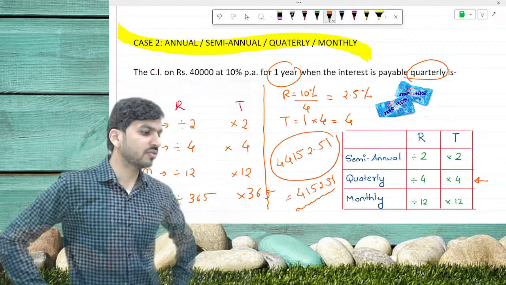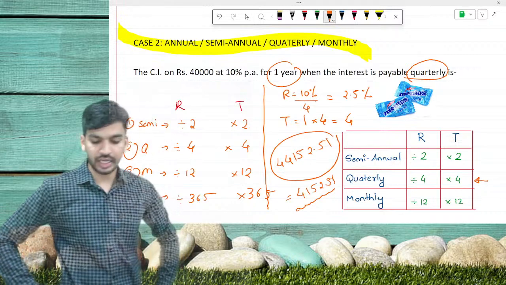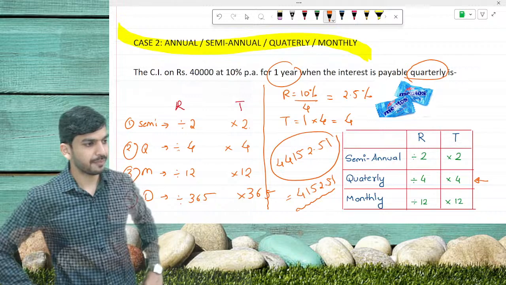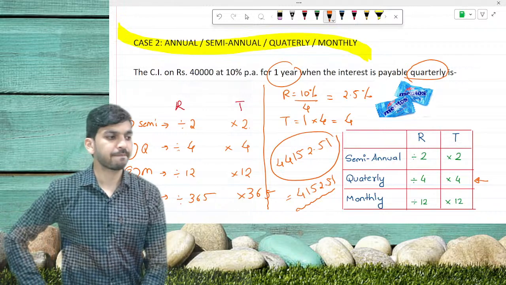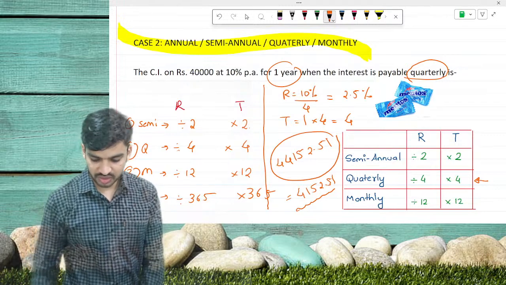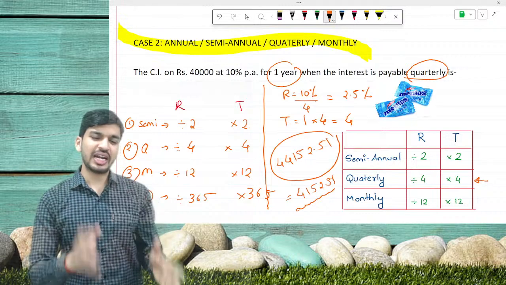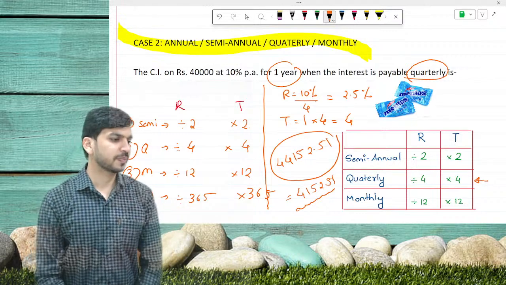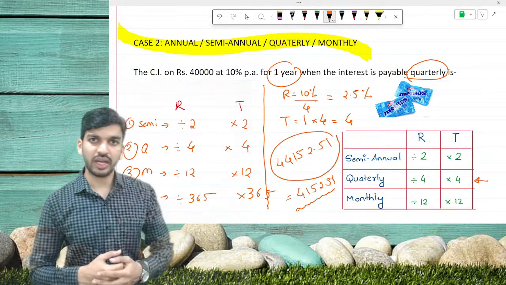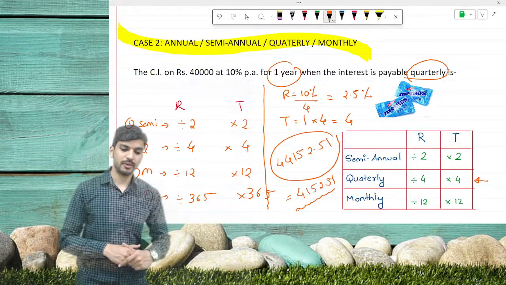Very good, Pranav, Yash, very good, Harini, very good. So this is the way we are getting the answers directly on the calculators. Yes, all of you are very much aware now what is quarterly compounding, what is monthly compounding, what is semi-annual compounding, and so on.